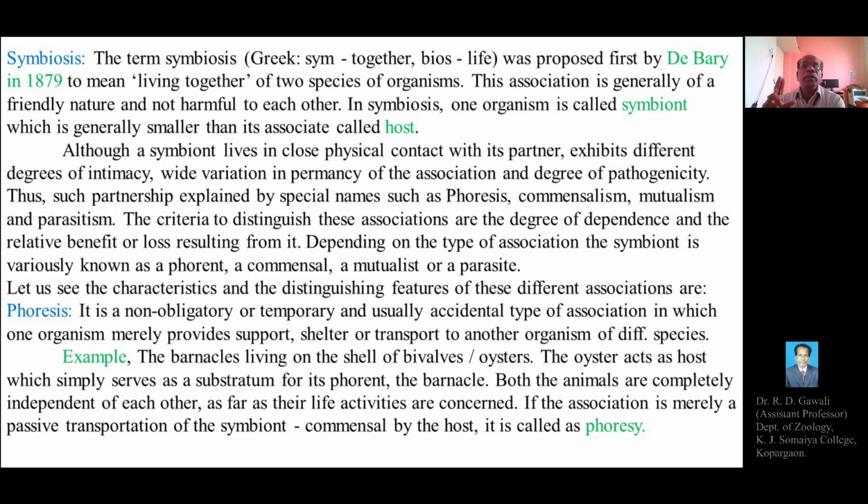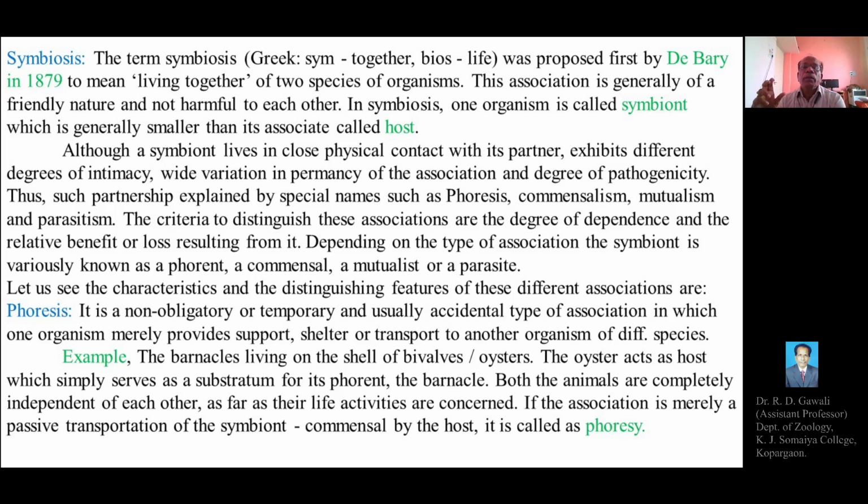So the usual meaning of symbiosis is the living of two organisms of two species together. This association is generally of a friendly nature. The term symbiosis means two organisms belonging to two different species living together in complete harmony, a friendly relationship, not harmful to each other.